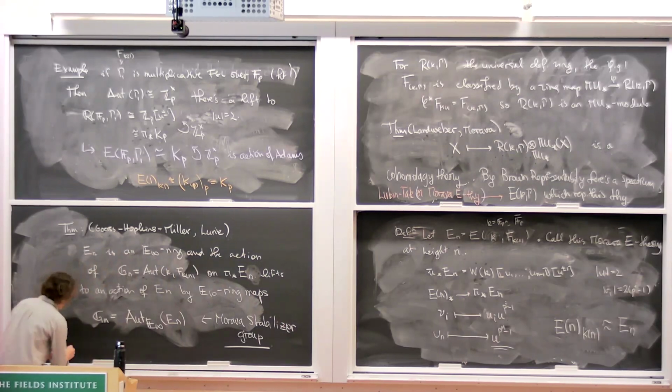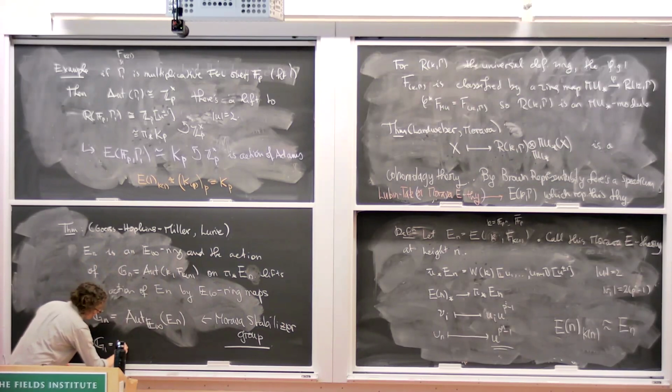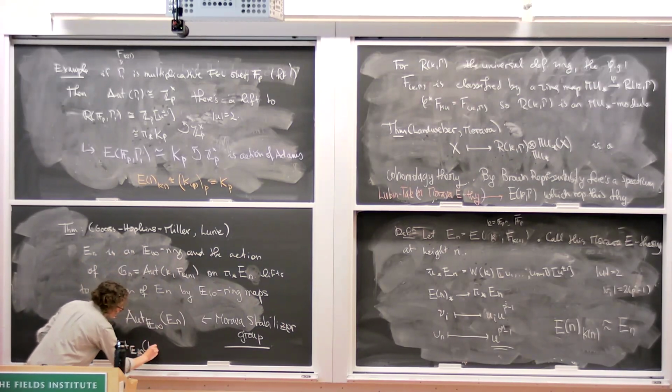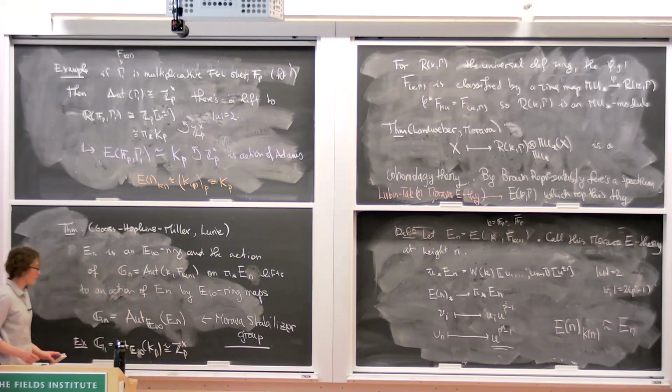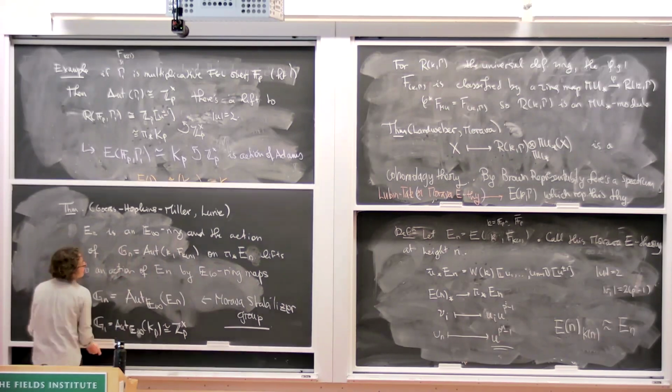Okay, so for example, G1, right, is the automorphism as an E-infinity ring of p-complete K-theory.